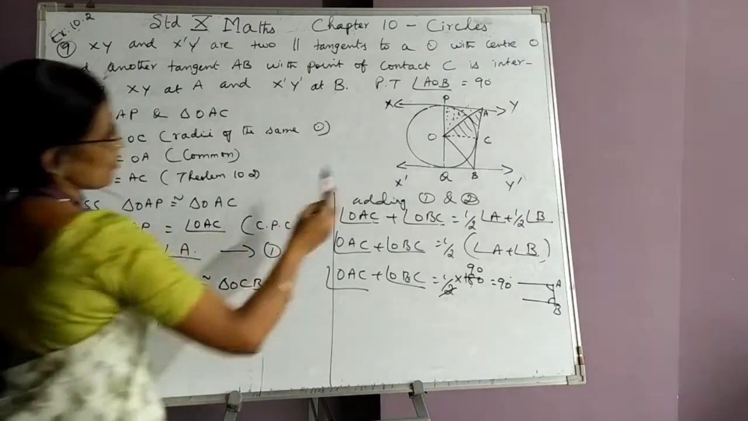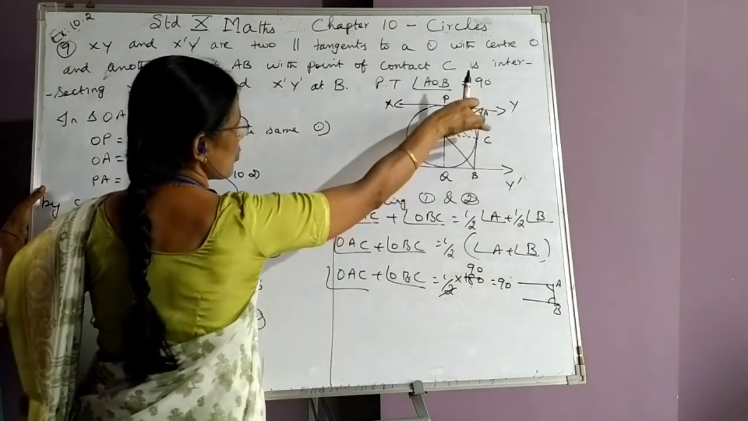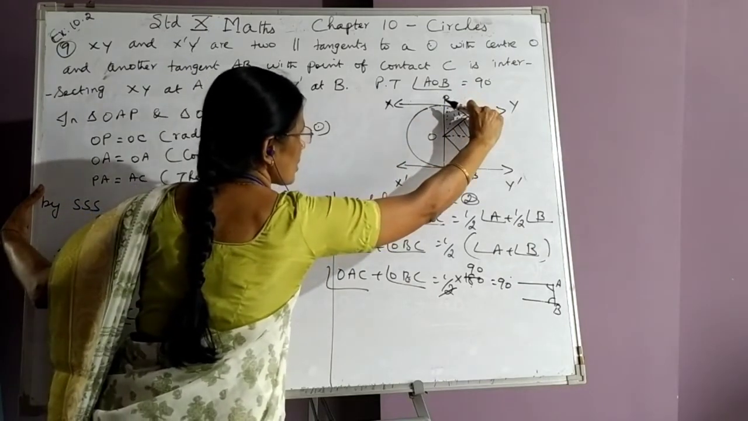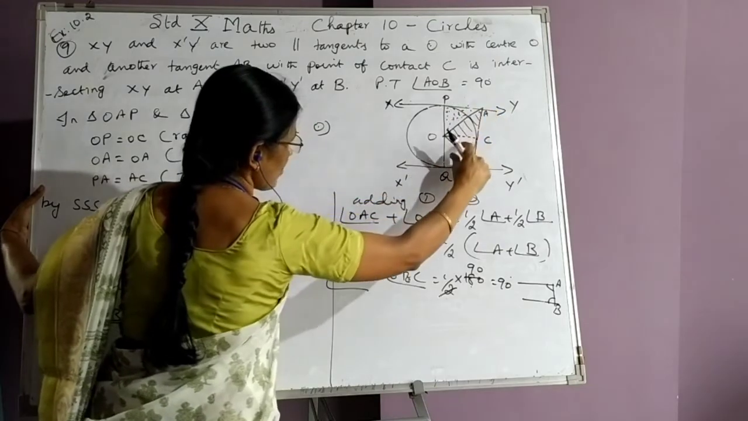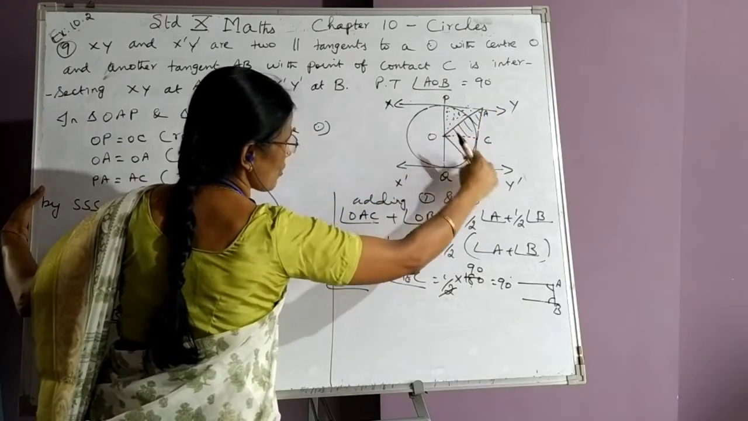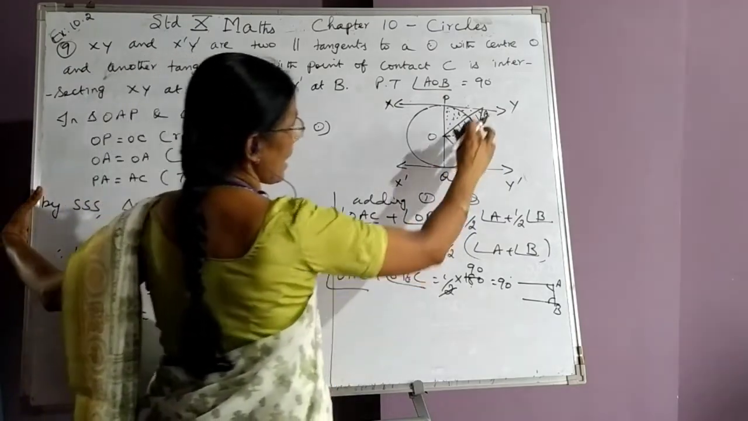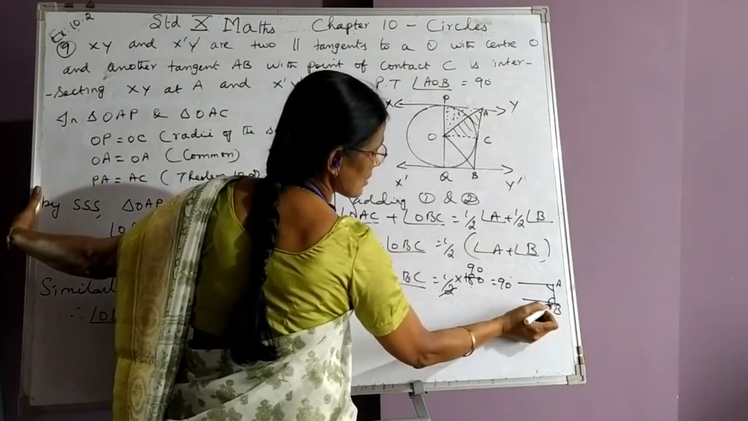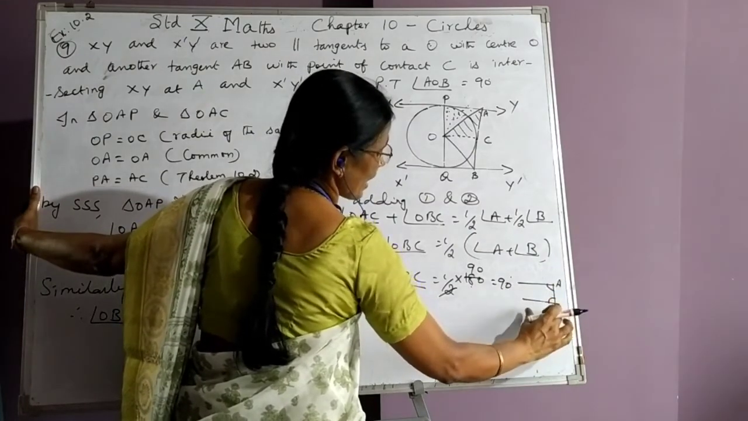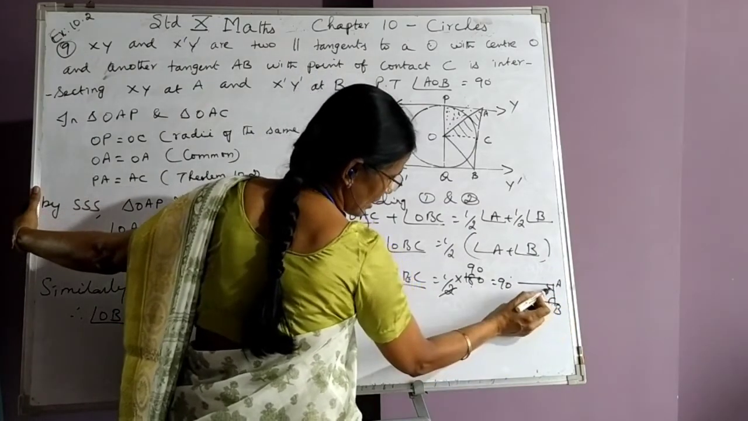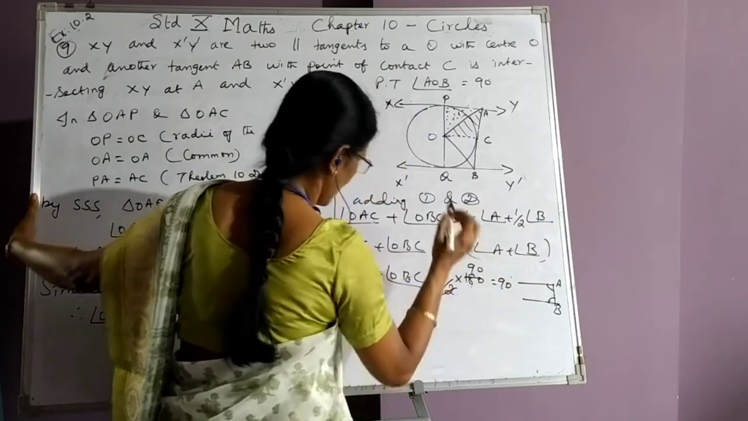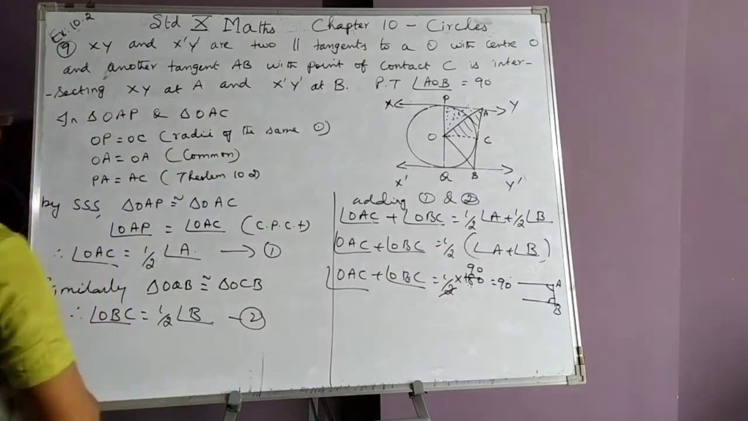Hope you understood. First, we have taken these two triangles. Proving these two triangles congruent, we got these two angles equal to half of angle A. Then by proving these two triangles congruent, we got OBC is half of angle B. But A and B are interior angles formed by the transversal AB of the parallel lines XY and X dash Y dash. Interior angles are supplementary, therefore angle A plus angle B is how much? 180 degree.